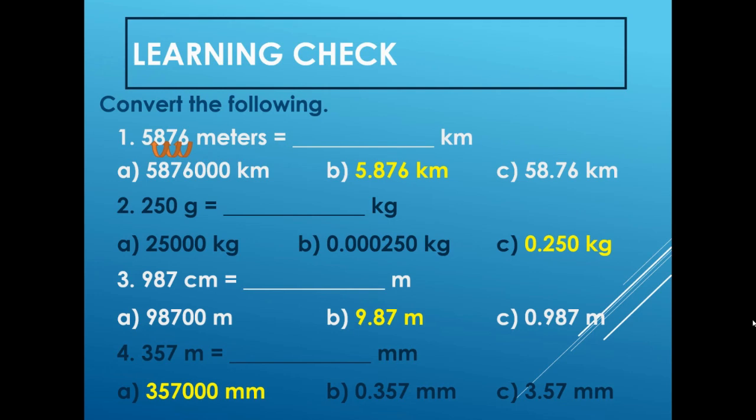250 grams, the decimal point is going to be at the end of the 0. Grams is our starting unit. We're going to go to kilograms. So again, kilo is 3 spaces to the left of our base unit. So we're going to start at that 0, move 3 spaces to the left, and we're going to have 0.250 kilograms.